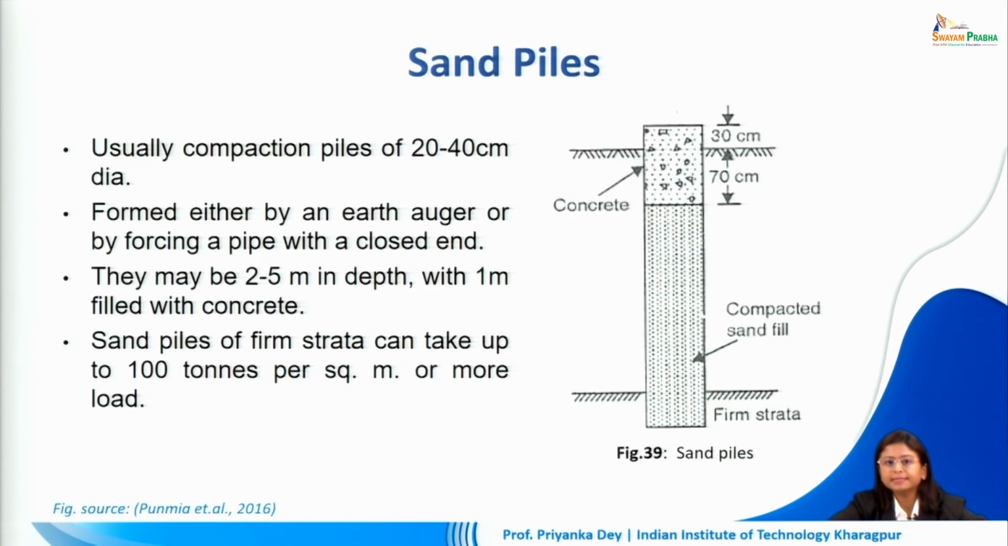Now sand piles, as we had learnt in the beginning of the lecture, are used mostly as compaction piles. So they are 20 to 40 centimeter in diameter. They are formed with the help of an auger. We are forcing a pipe in and then filling it up with the required amount of sand. We are compacting the sand and then placing the concrete. So usually they take up about 100 tons per square meter or more of load.